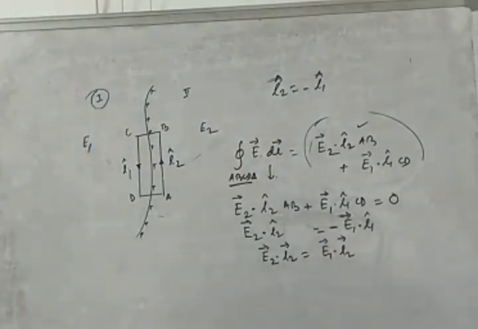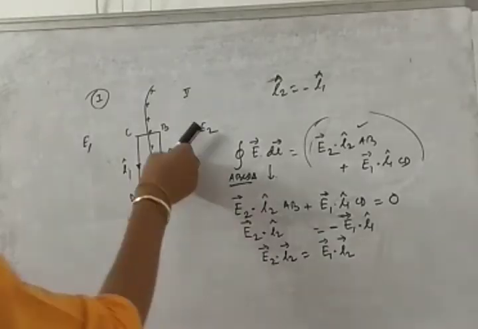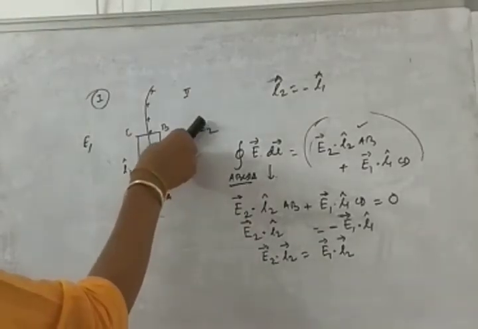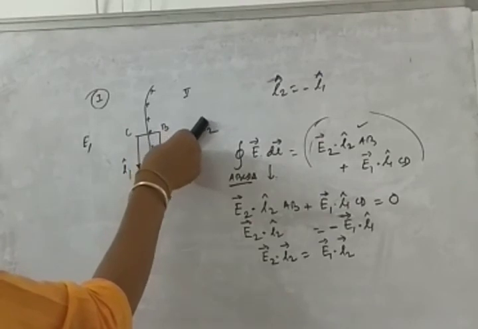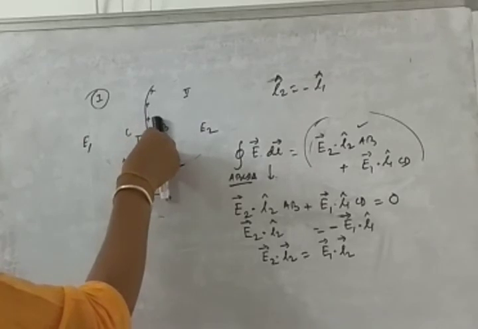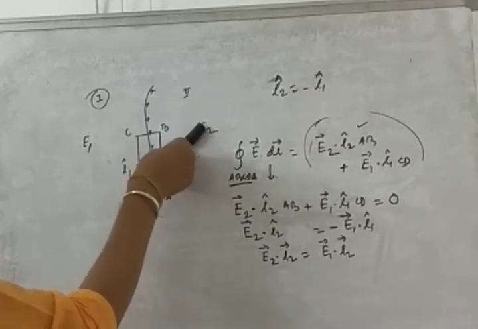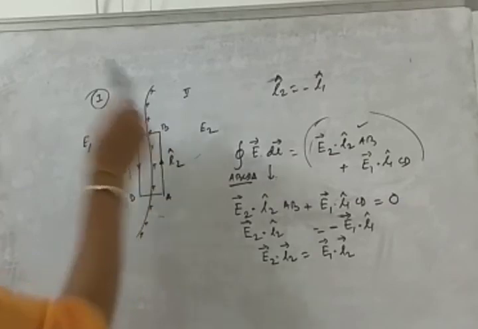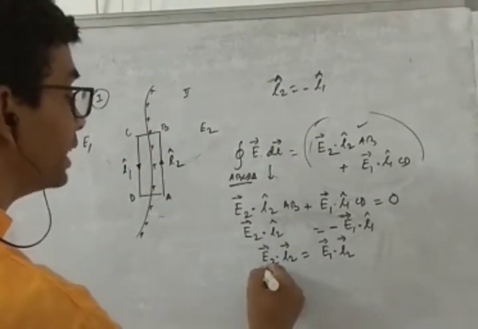That means, what is E2 dot L2? If electric field E2 on this side is in this direction, then E2 dot L2 means the component of E2 along this AB. E2 dot L2 means the component of E2 along AB. That is called the tangential component.